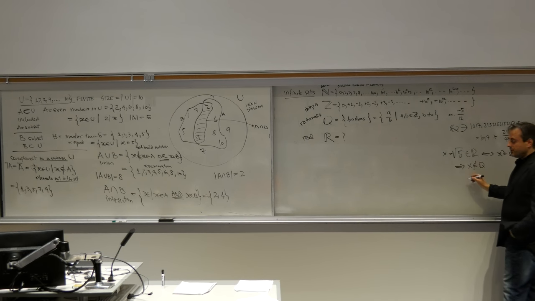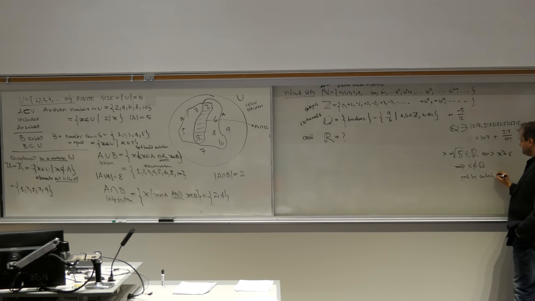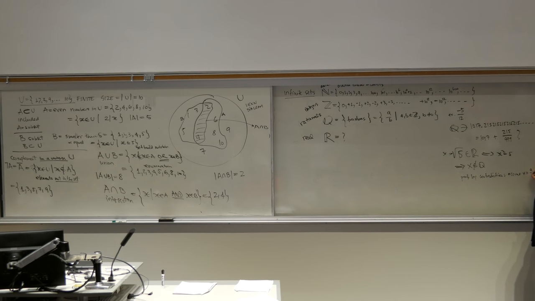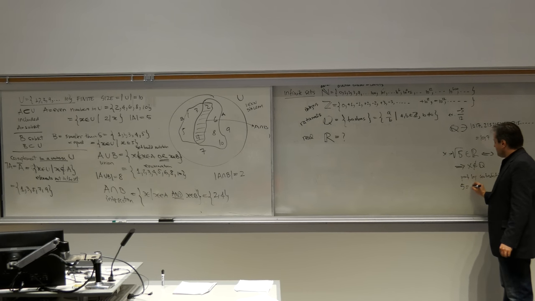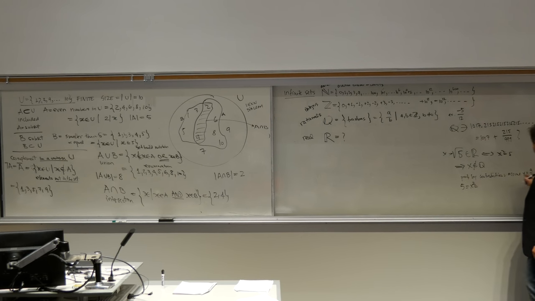How does the proof go? Proof by contradiction. Assume x is a by b with a, b integers. That's how we start. We say, okay, let's assume this is rational, meaning it's a fraction of two integers. Then 5, which is x squared, has to be, if x is a by b, how do I square this? A squared by b squared.